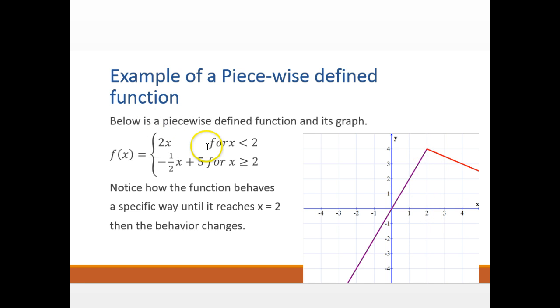So notice that when I write this function, I write it in two distinct parts because there's two distinct pieces of the function, and then I define one piece up until x equals 2. It says x is less than 2. And then the other piece for x greater than or equal to 2. Notice that is my breaking point for where this function changes from being defined one way to the next.